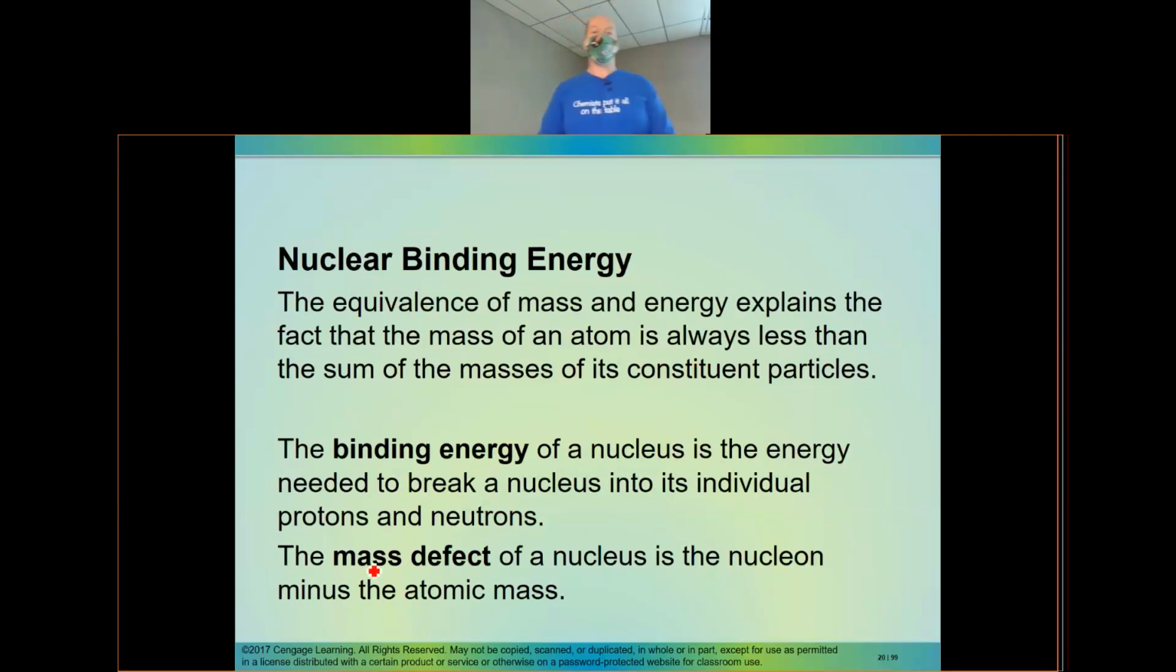All right. Binding energy and mass defect. So this is when you're going to make a particle out of protons and neutrons. All right. The mass defect of a nucleus is the nucleon mass minus the atomic mass.